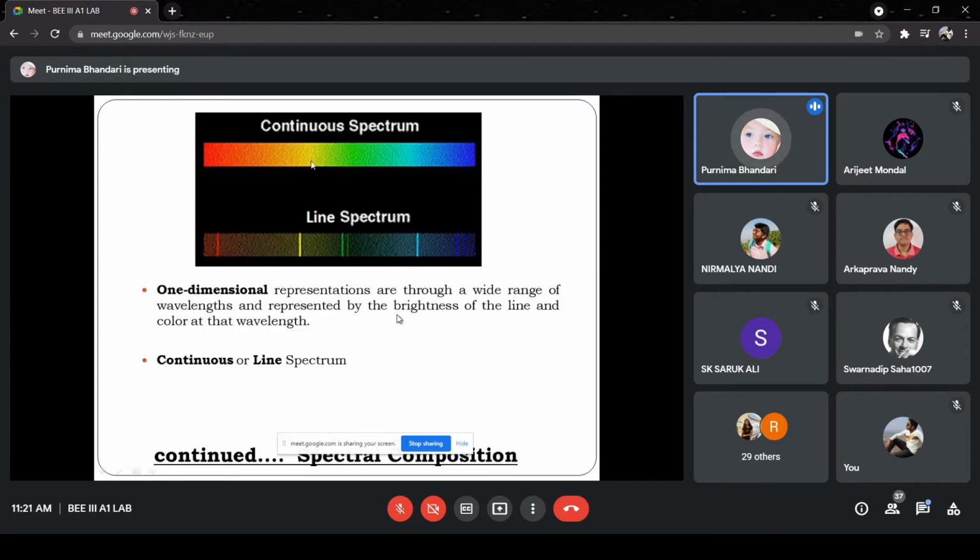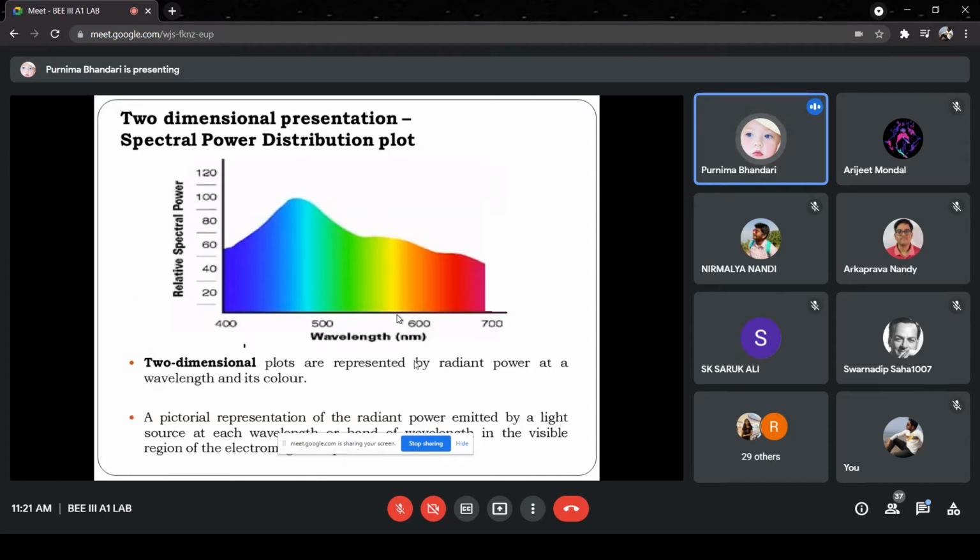This is a similar one-dimensional representation. You can see there is only a line spectrum here, and this is a continuous spectrum, meaning you cannot differentiate one color from another. For different lamps, they give either a continuous spectrum or a line spectrum. This is another way of showing a line spectrum.